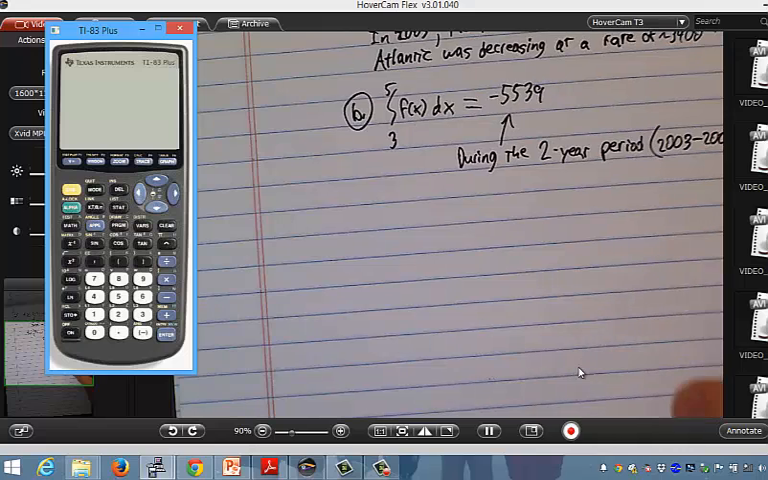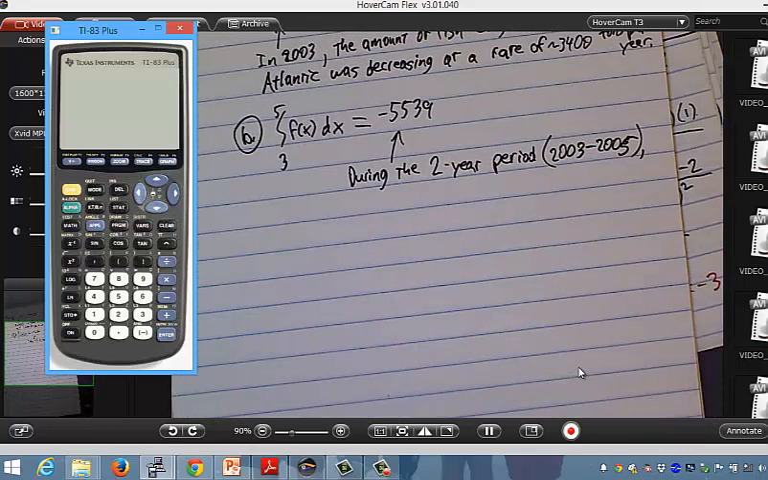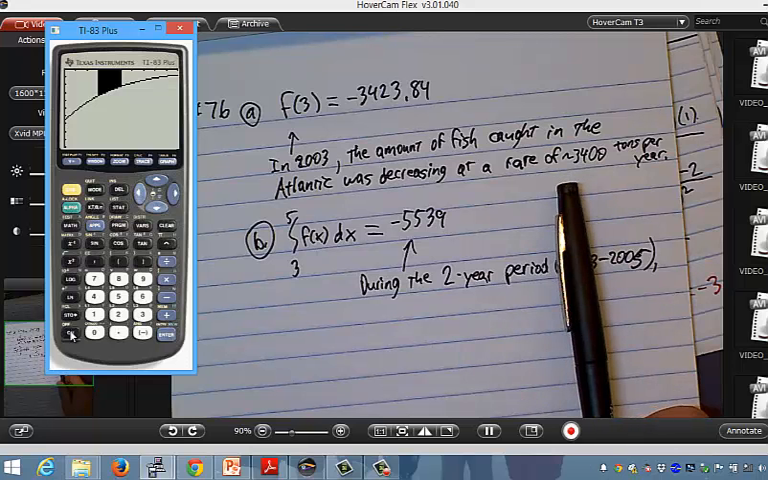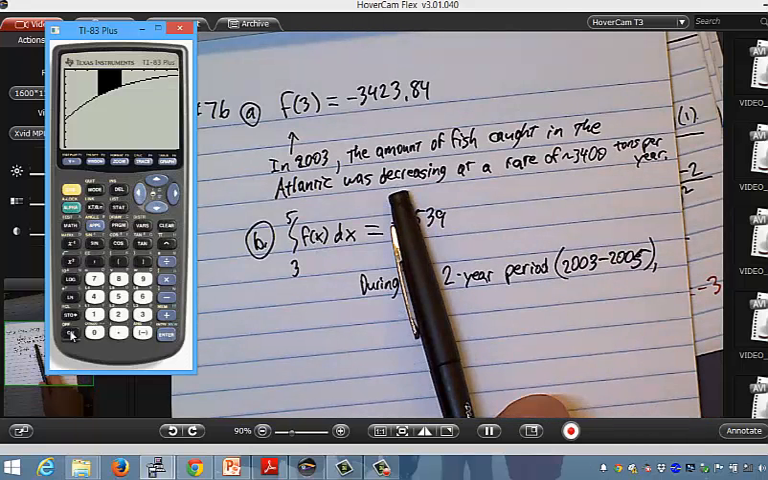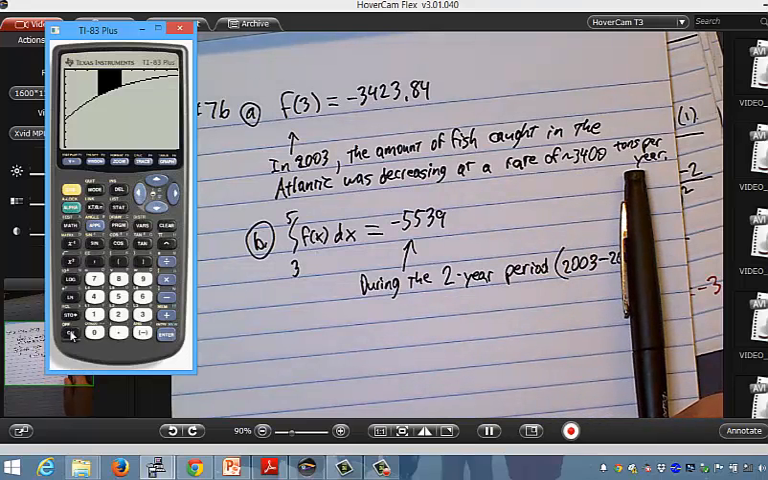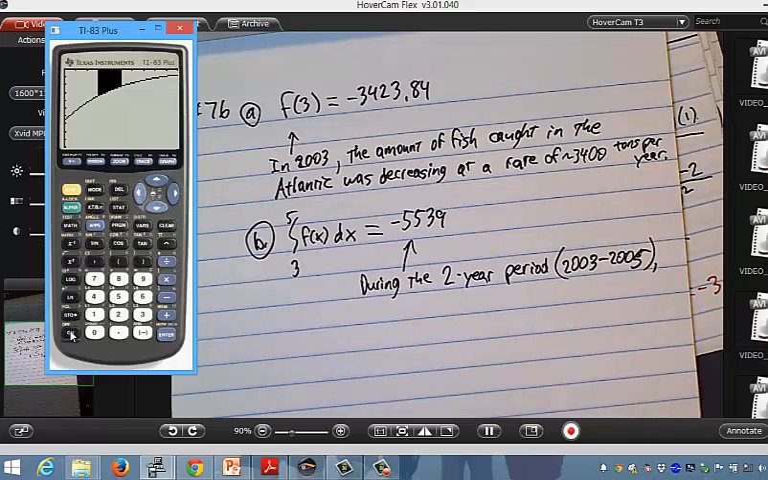So again, it's similar to the problem we just did. What's the difference between Part A and Part B? This is trying to hammer something home. Part A says the rate was about 3,400 tons per year. We're losing about 3,400 tons per year. Now, what if it stayed at that rate? How many tons would we lose during the 2-year period? 6,400. That's not what we got.